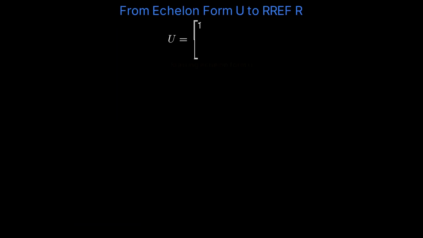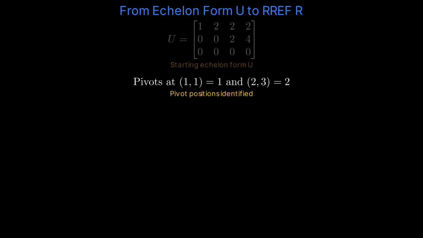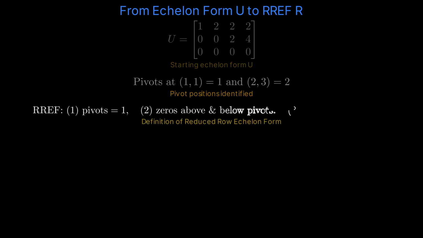Let's build this form. We start with echelon form U from the previous lesson. Row 1 is 1, 2, 2, 2. Row 2 is 0, 0, 2, 4. Row 3 is all zeros. Now the pivots sit at column 1, row 1, and column 3, row 2. Standard elimination zeros the entries below the pivots. Reduced row echelon form goes further. We eliminate upward and scale every pivot to 1.